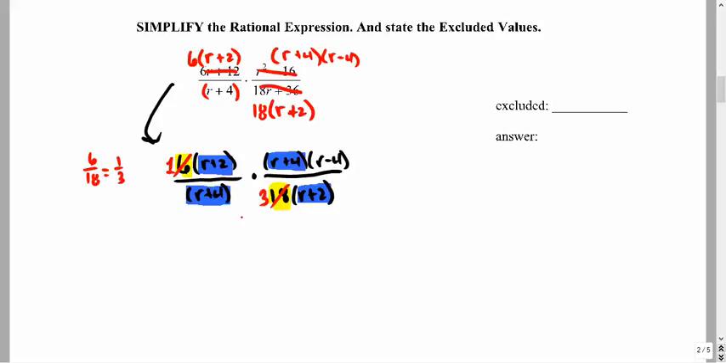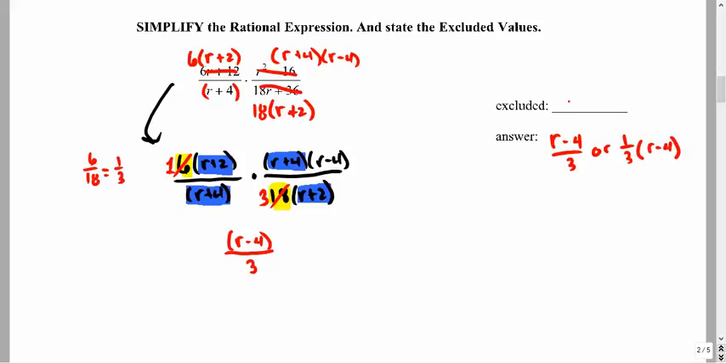All right, now I'll put everything back together. And in the numerator, I have 1 times r minus 4, which is just r minus 4. And in the denominator, I have a 3. So that's my answer, r minus 4 over 3. There is a second way of writing this one. You could also write it as 1/3 of r minus 4.